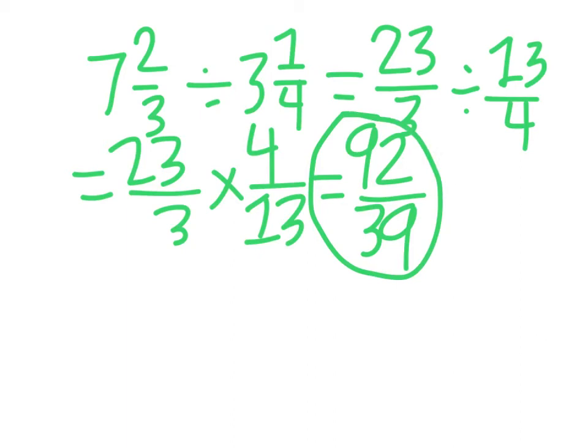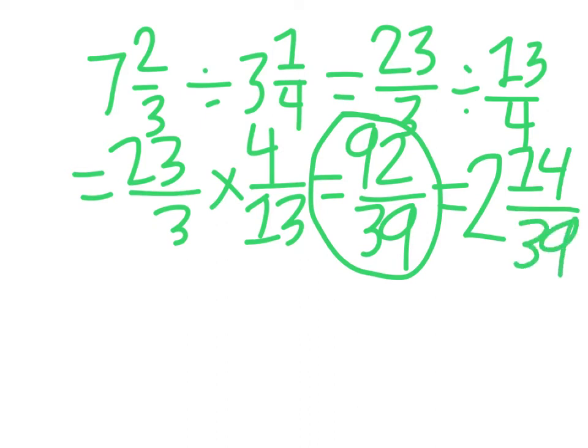92/39, which we can also convert back into a mixed number. So we know that 39 times 2 is 78, meaning that we have a 2 as our whole number, and then 92 minus 78 is 14, which we put over the 39, which gives us a mixed number of 2 and 14/39, which has the same value as our answer of 92/39.